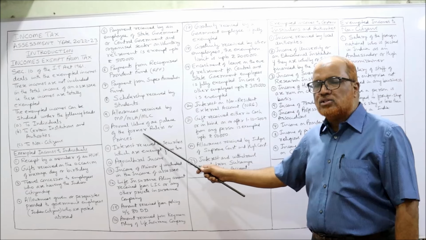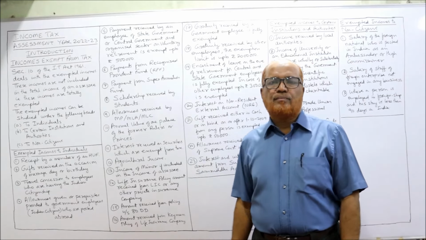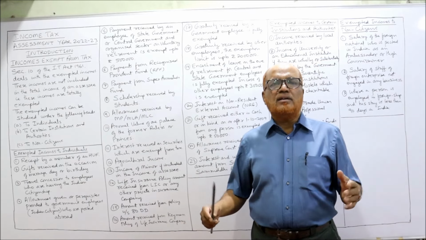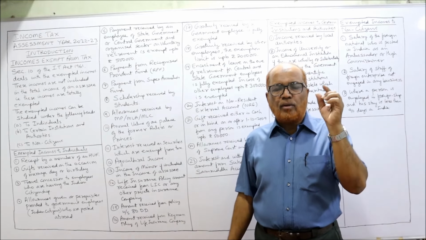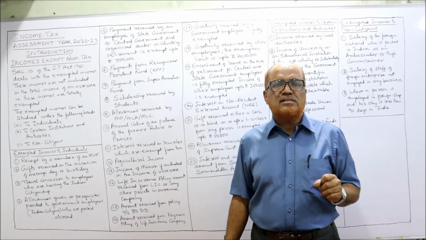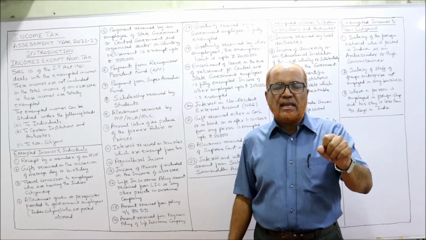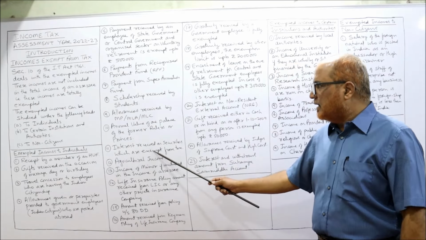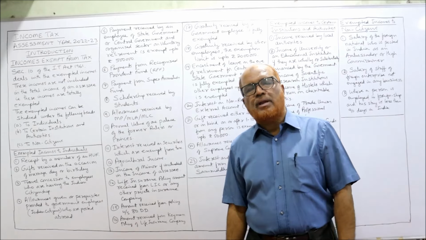Annual value of one palace of the former ruler or princess. Earlier, before independence, there were a number of kings. So if there is any palace of any former princess or ruler, then the annual value of that palace is fully exempted. Next, interest received on securities which are exempted from tax.